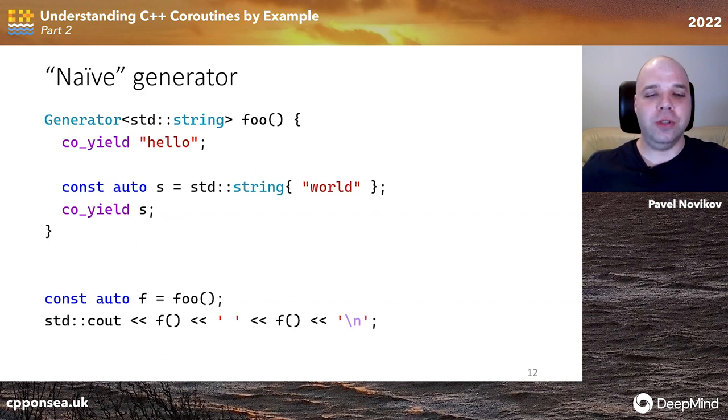We call the coroutine function, get the generator object, and then we can call this generator object to extract values, yielded values from that generator.